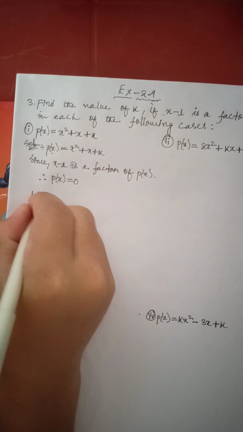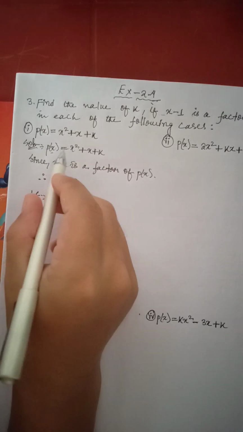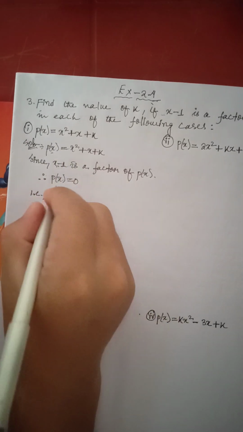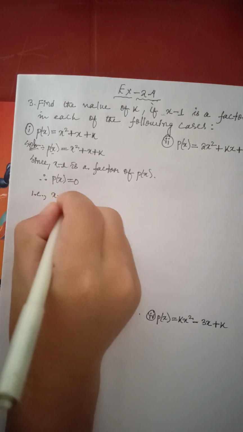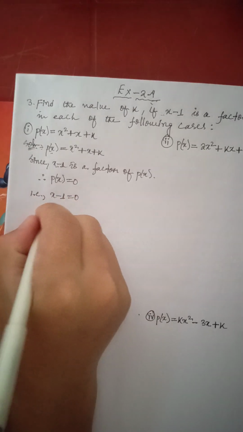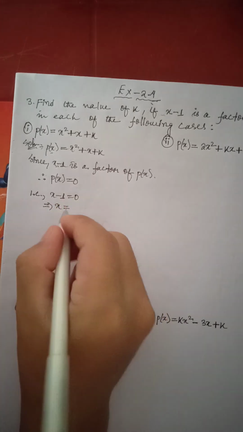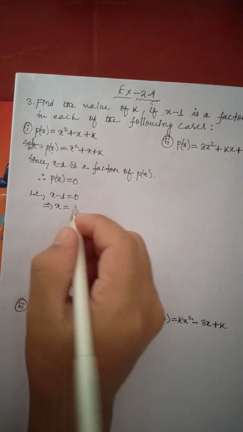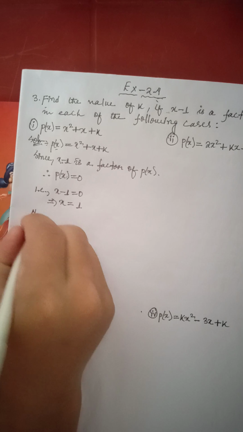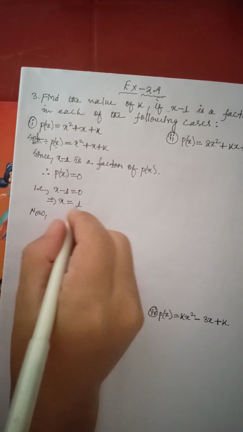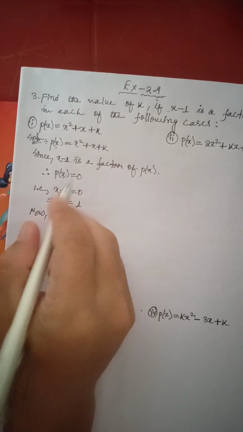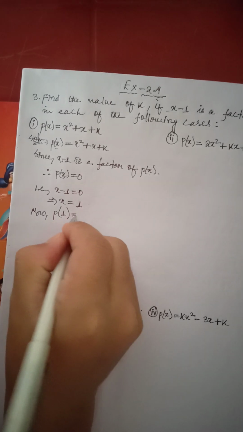And here, first of all, let us find the value of x. Let us put x minus 1 equal to 0. And after that, if you move this minus 1 to the other side, then you will get 1. Now what is the value of x that we have in hand? It is 1.